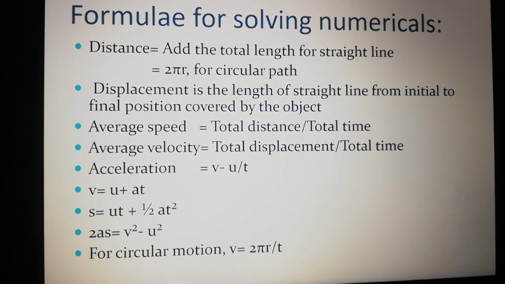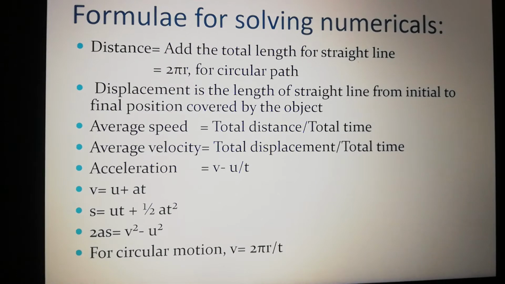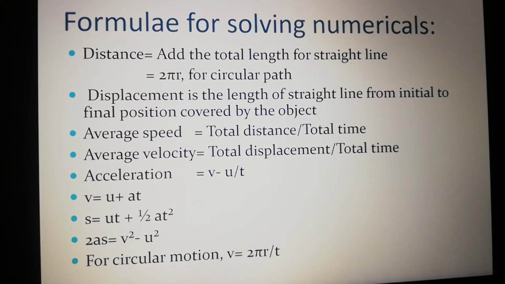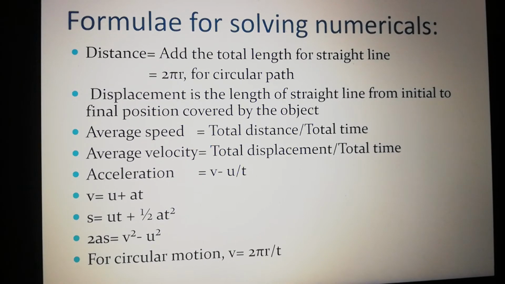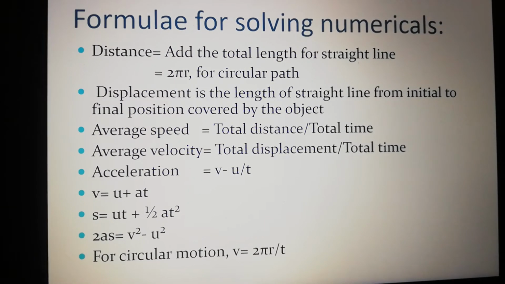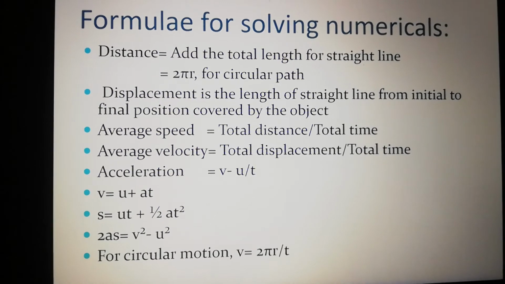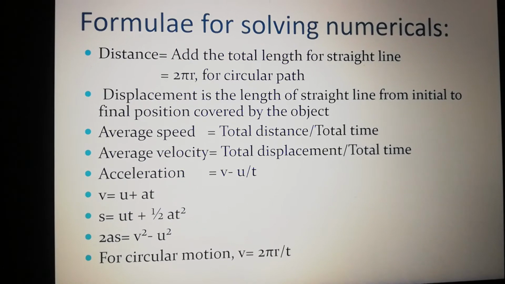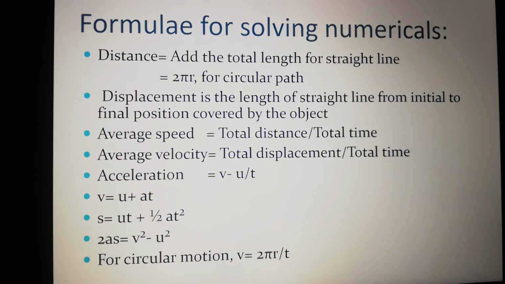Lastly, for circular motion, if I have to calculate the speed, I will use the formula 2 pi r upon t. So these are the different formulas for solving the numericals in this chapter. But as I said, please remember these equations of motion, because they will be coming in your remaining chapters of physics also.